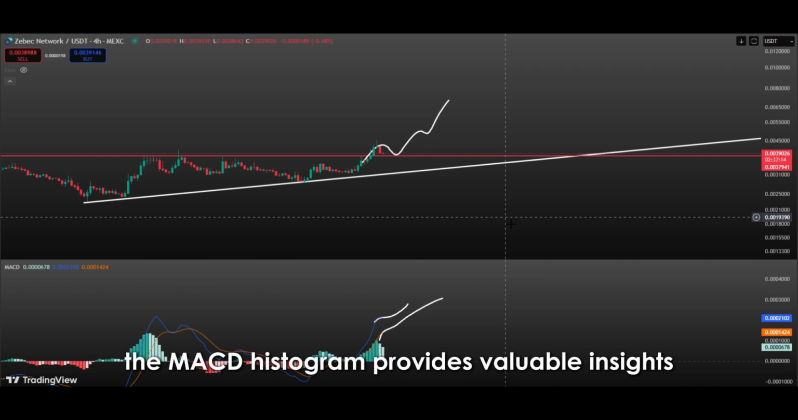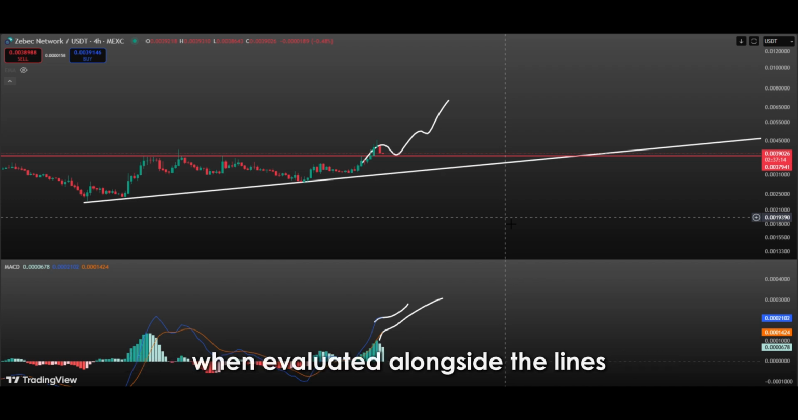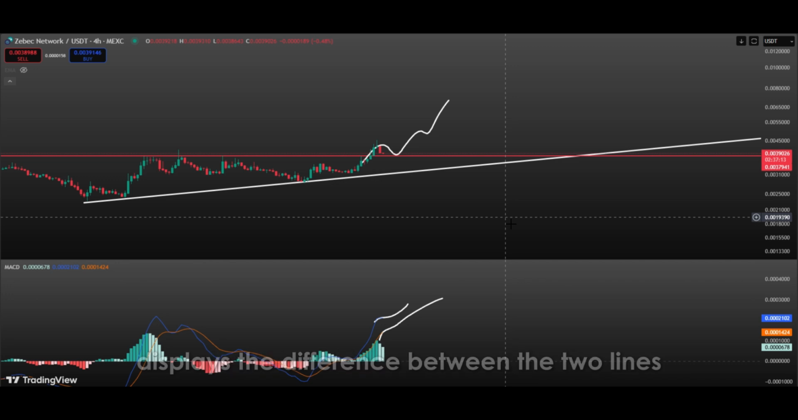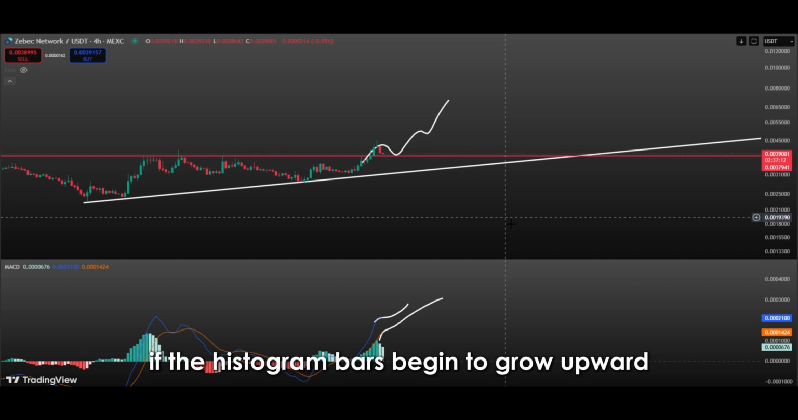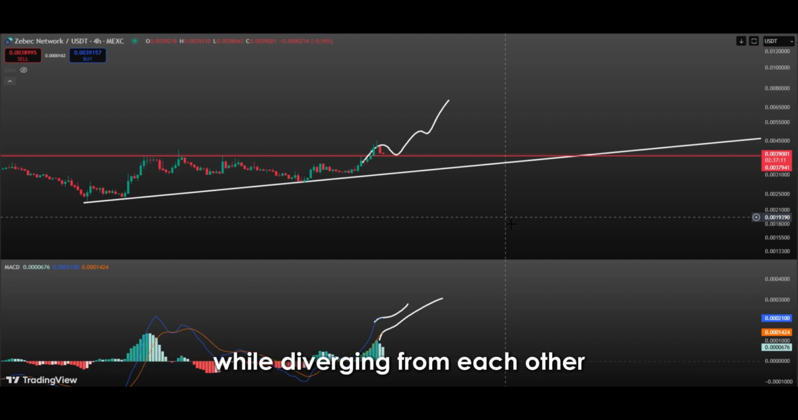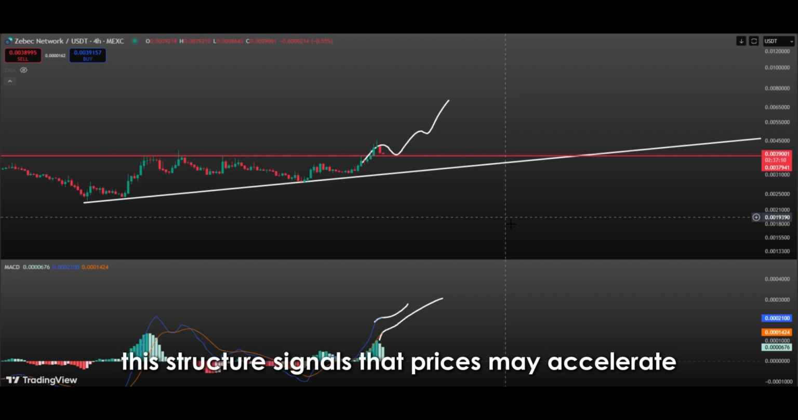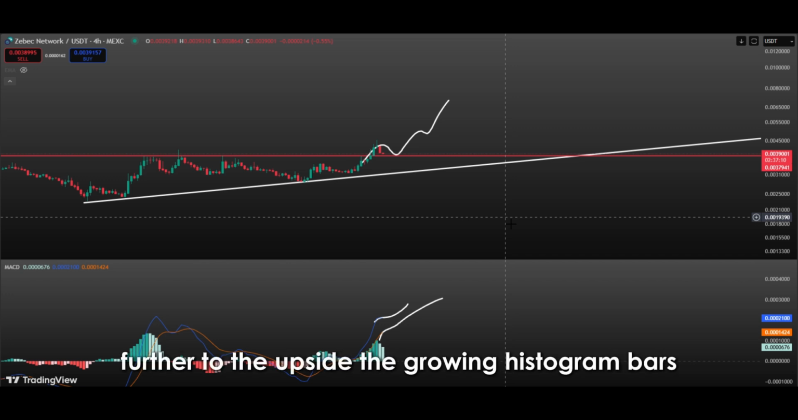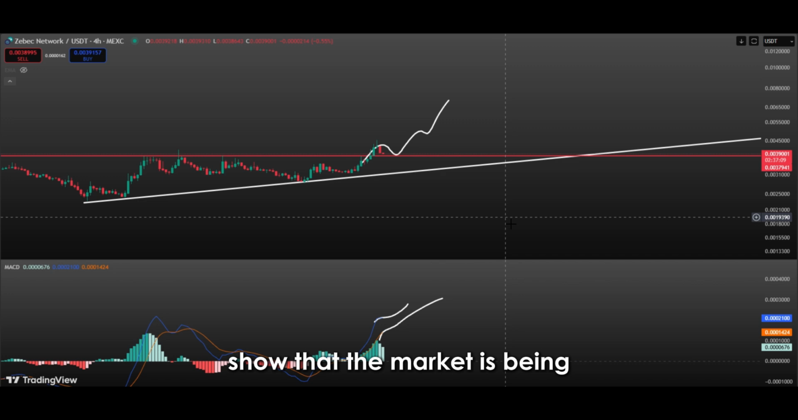Furthermore, the MACD histogram provides valuable insights when evaluated alongside the lines. The MACD histogram graphically displays the difference between the two lines. If the histogram bars begin to grow upward, it indicates that momentum is increasing positively and the lines are rising while diverging from each other. This structure signals that prices may accelerate further to the upside. The growing histogram bars show that the market is being strongly driven by buyers.